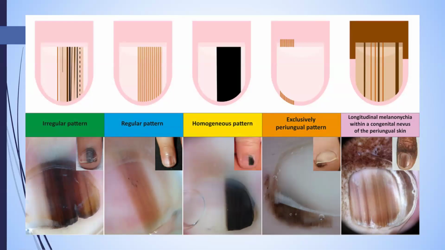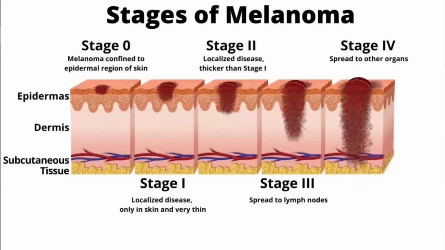So as I told you, melanoma can occur in the skin, it can occur in the nail, it can occur in the mucosa, that is the oral cavity or anal cavity. And then you have the stages of melanoma. So it can be confined to the epidermal region of the skin, right? This is the epidermis, if you remember. This is the dermis, and then comes a fatty layer, the hypodermis or subcutis. So stage 0, if it is just in the superficial epidermis, right? Stage 1, it's in the skin and it's very thin. It's only in the superficial layer alone.